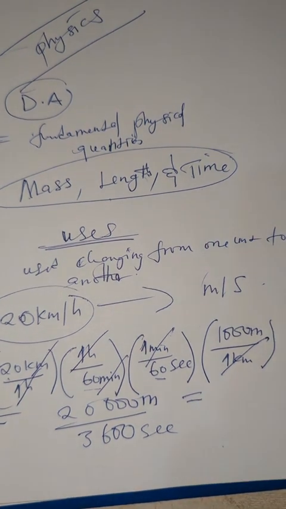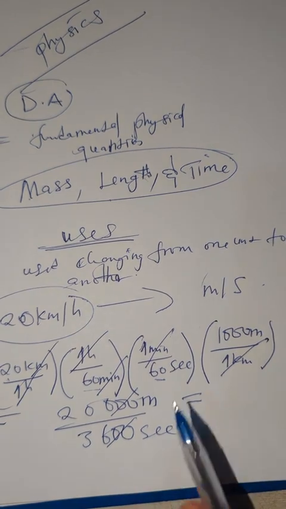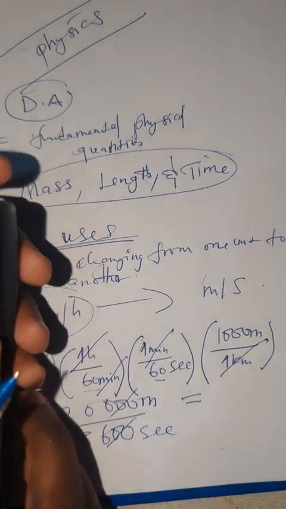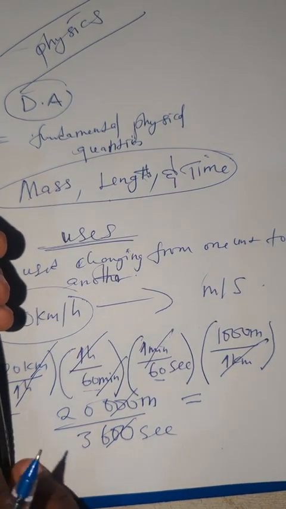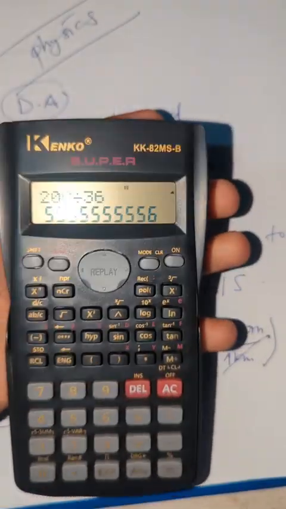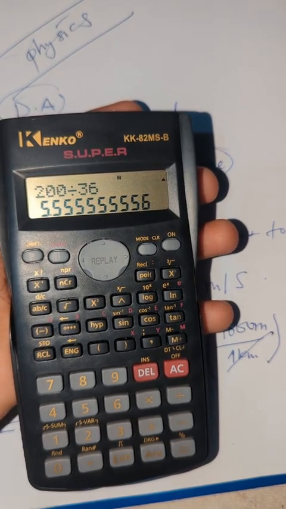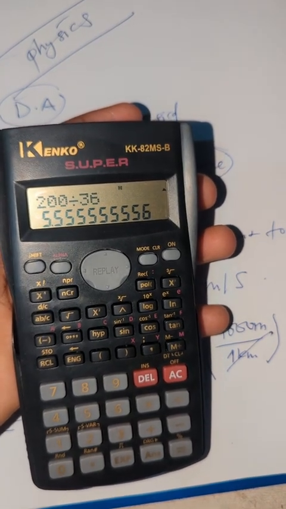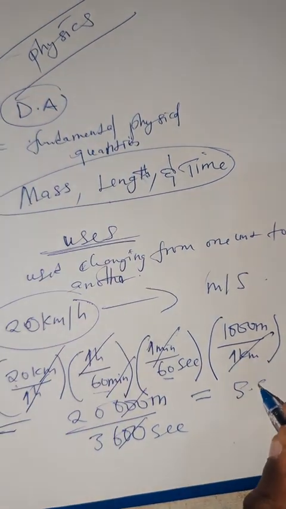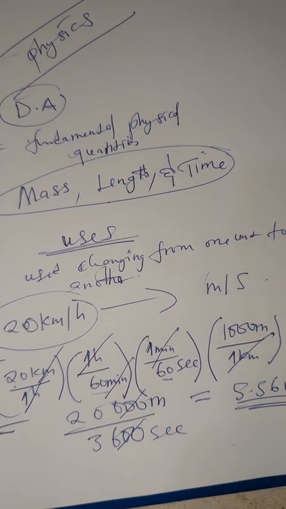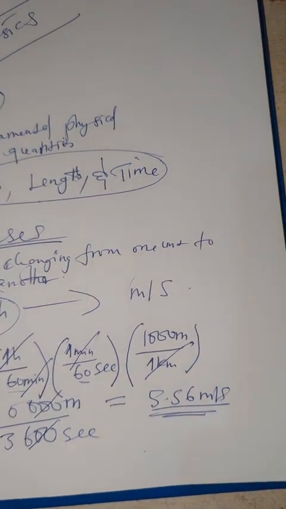If you divide 200 by 36, this gives 5.5555. Taking three significant figures, that will be 5.56 meters per second. We've converted. So that's one use of dimensional analysis.